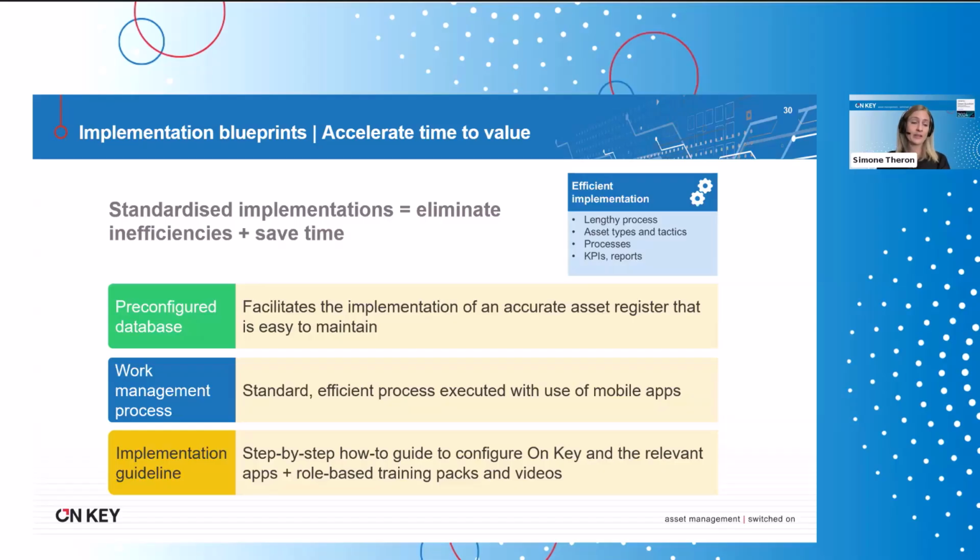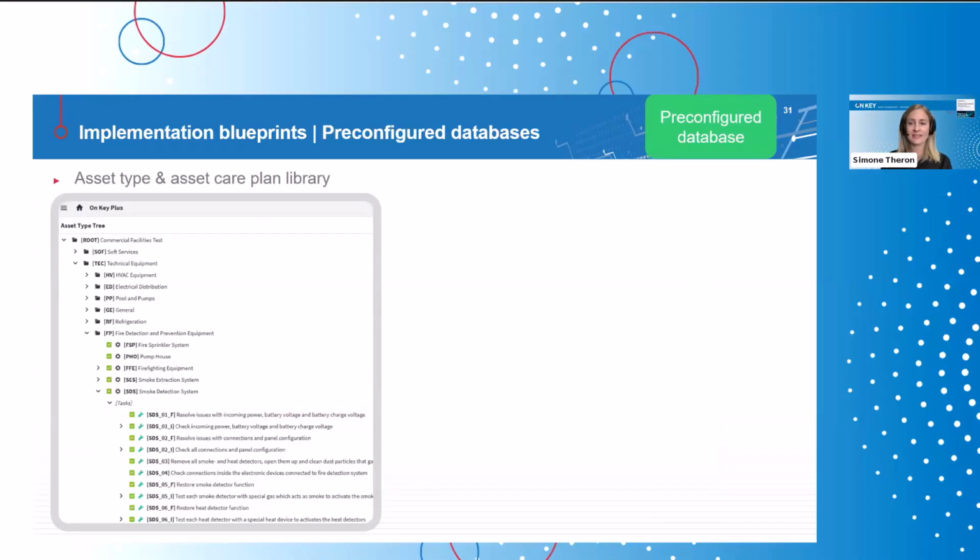So these blueprints comprise three main elements. Firstly, an industry-specific pre-configured template database, facilitating the implementation of an accurate asset register that is easy to maintain. Secondly, a standard, efficient work management process that is executed with the use of mobile apps. And then finally, a step-by-step how-to guide on how to configure OnKey and the apps to be used by our project team and our partners.